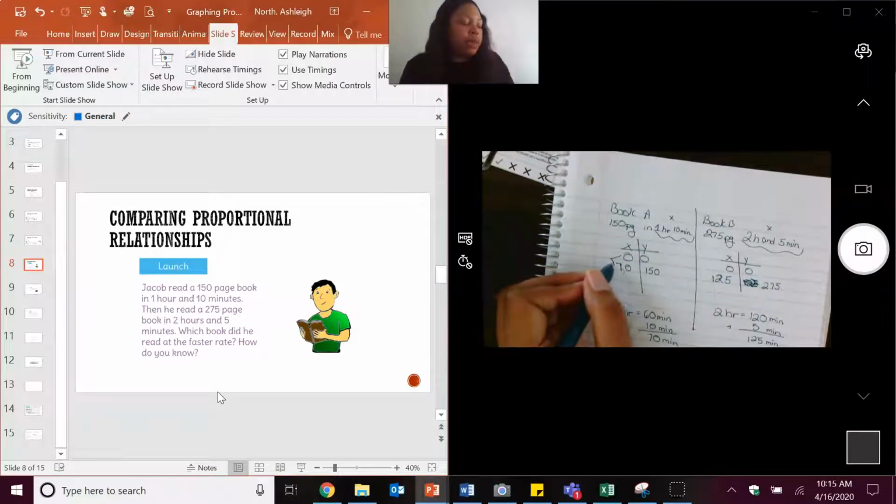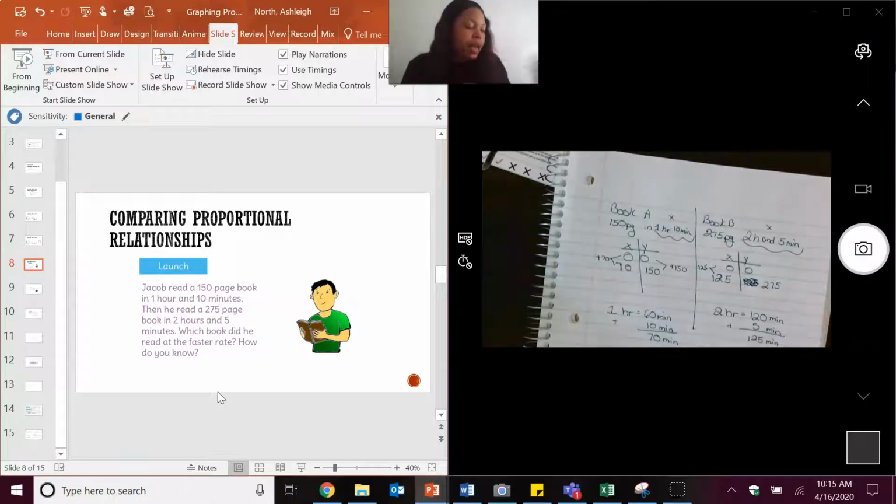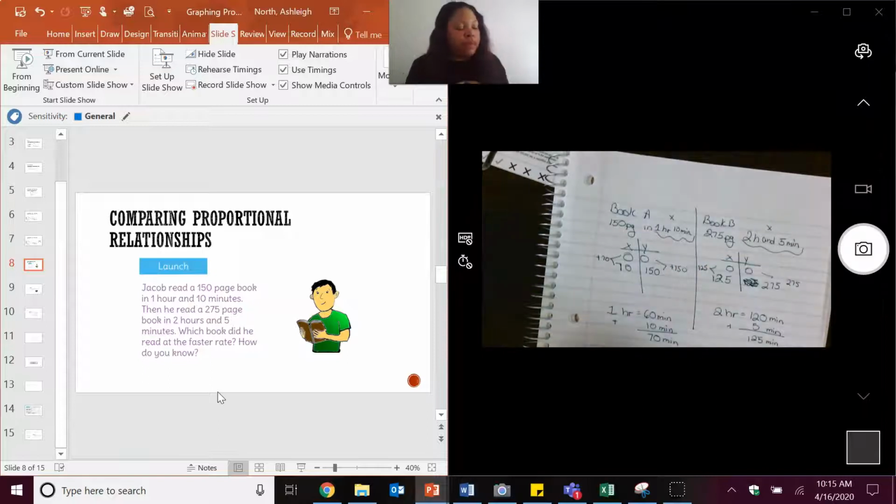How do I get from 0 to 70? I'm going to add 70. How do I get from 0 to 150? I'm going to add 150. How do I get from 0 to 125? I'm going to add 125. How do I get from 0 to 275? I'm going to add 275. Remember, my M equals the difference of Y, which is 150, over the difference of X, 70.